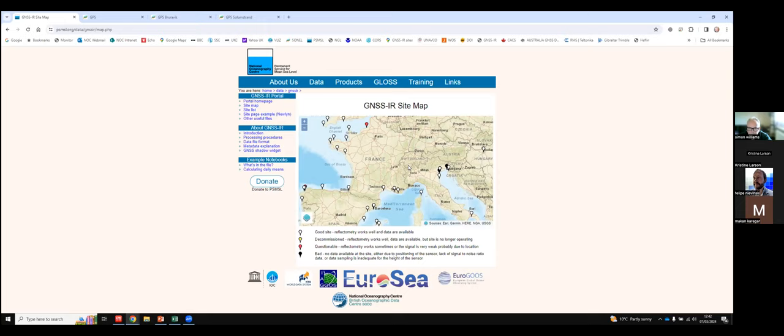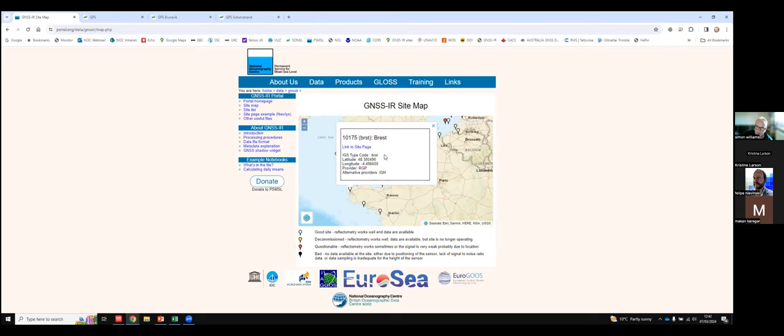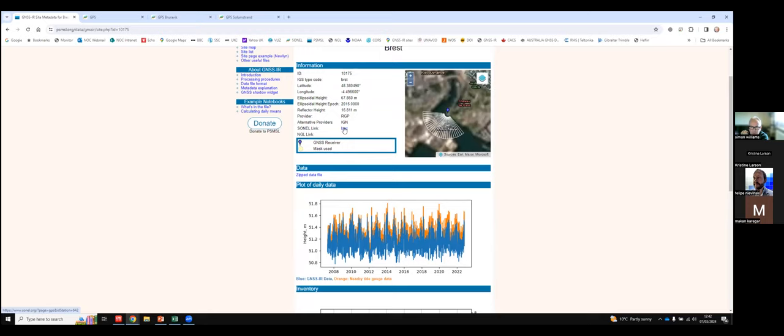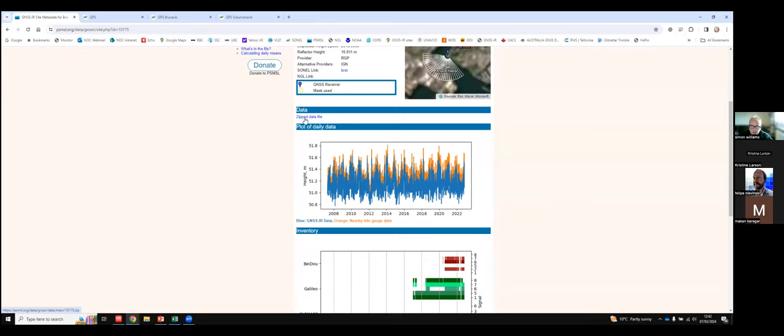So we can go and look at, in this case, Brest. You can click on that, and it gives you some information: the IGS code for it, and who provides the data for that site. And we get a plot like this. So a little bit more information: what the ellipsoidal height is and the ellipsoidal height epoch, the reflector height, and links to the SubNel website. I'll show you the SubNel website as well in a second, and other links there. So we get a plot of the daily data here, and we get the file. You can download the file as a zip data file directly there. And if there's tide gauge information nearby, it also plots the daily tide gauge data.